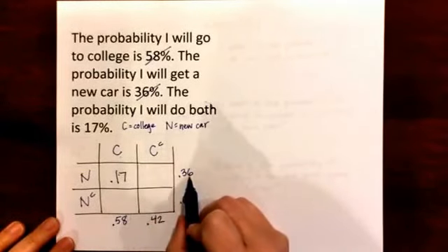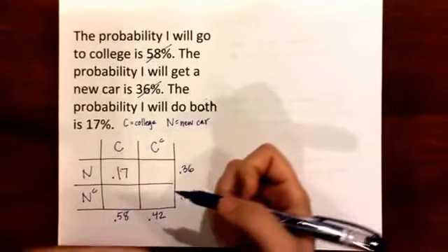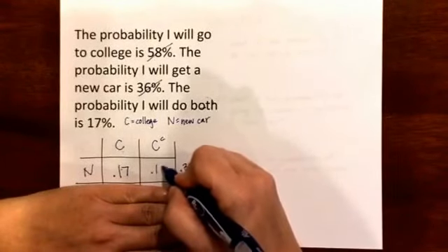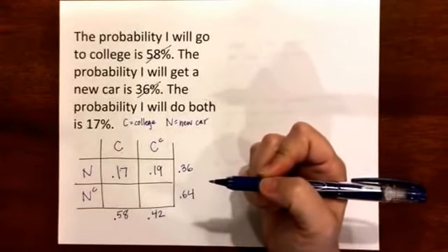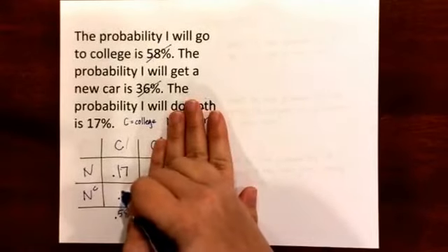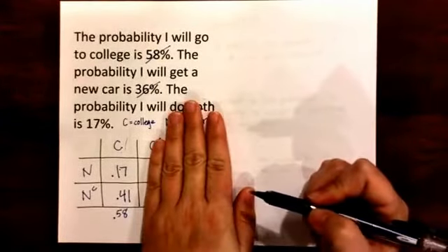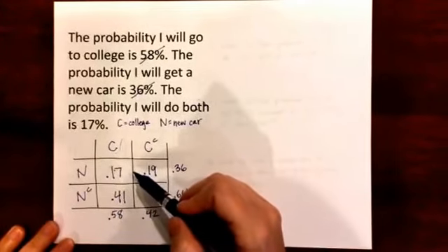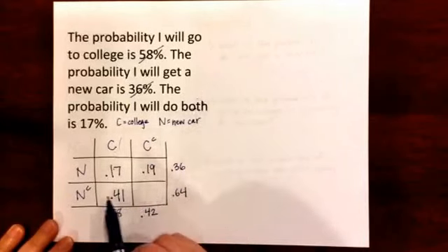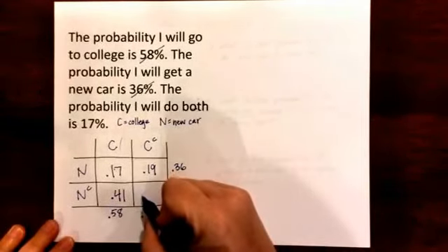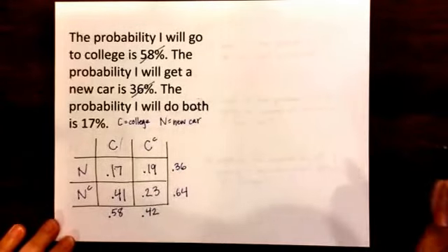These two variables have to add up to 36. So this was all the ways of getting a new car, so this has to be 19. This is all the ways to go to college, so this has to be 41. There's a couple ways to do this one. This whole table has to add up to 1. This has to add up to 64. This has to add up to 42. So that means this number must be 23.